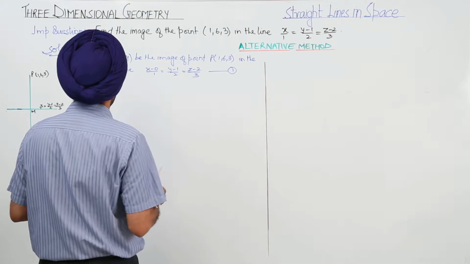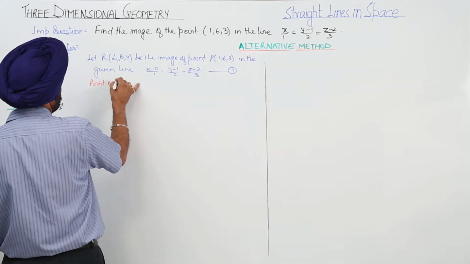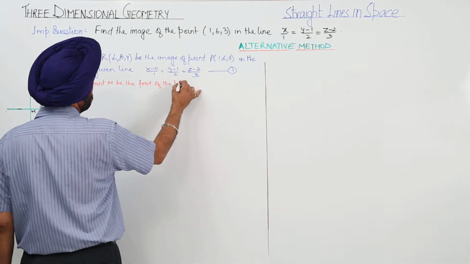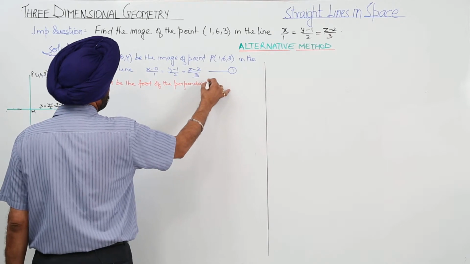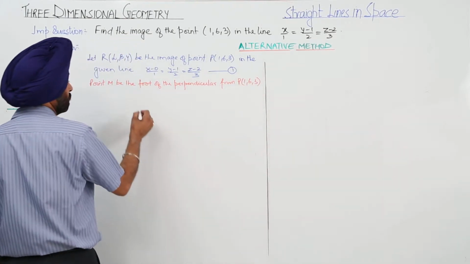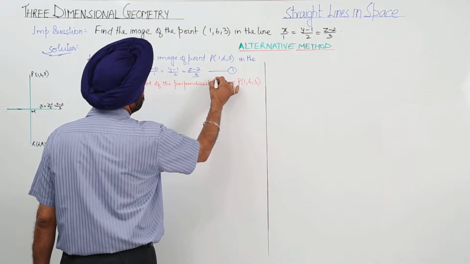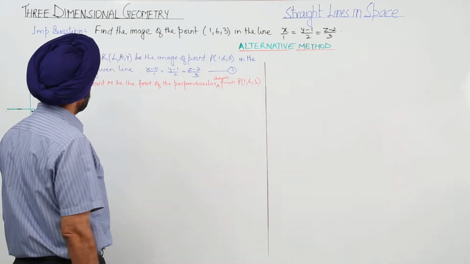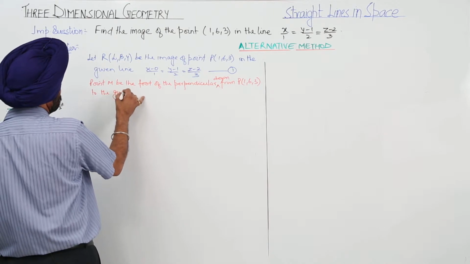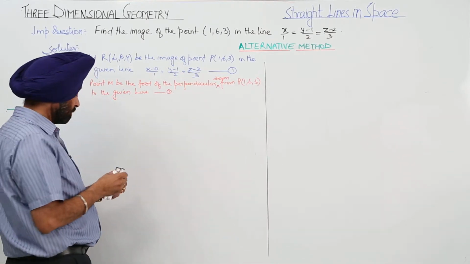Now let point M be the foot of the perpendicular drawn from point P (1, 6, 3) to the given line, that is equation number 1.